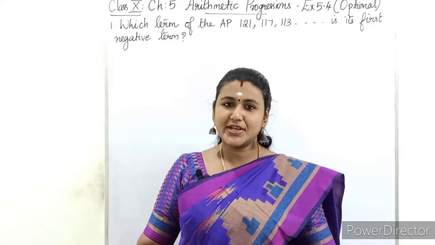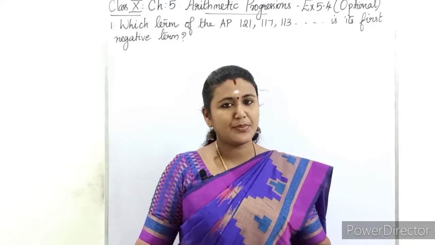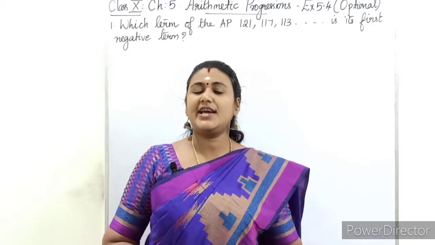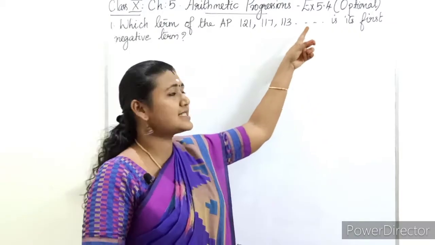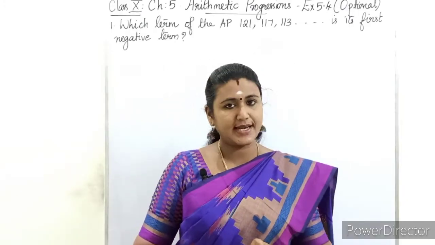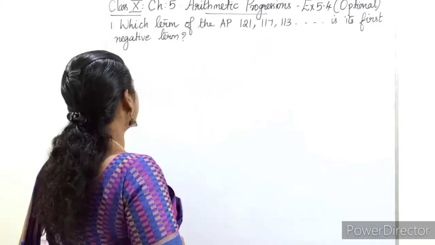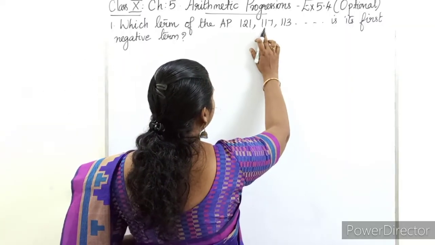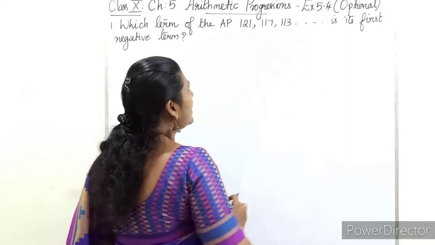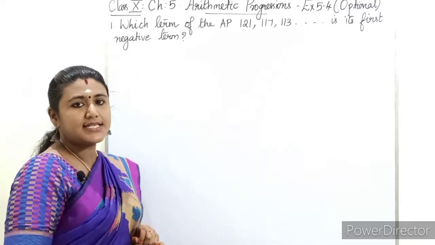In today's class, we will continue with the chapter Arithmetic Progressions of class 10. We have already completed 3 exercises and today we will learn exercise 5.4, the optional exercise. So first question: which term of the AP 121, 117, 113, etc. is its first negative term?